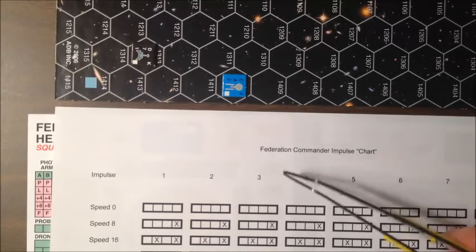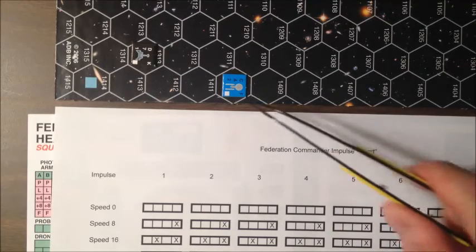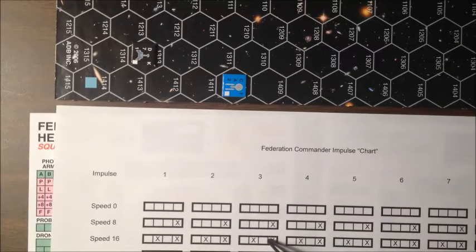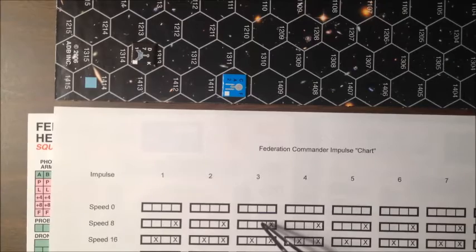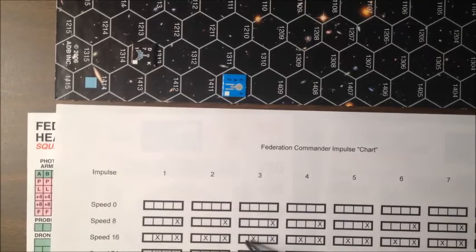So in this situation, the Klingon player chooses to accelerate. Let's say the Federation player chooses to not accelerate. So now they're both effectively going speed 16. But remember, the Klingon player still has a baseline speed of 8. That never changes during the turn. It's just effectively they're both in this box for this impulse.